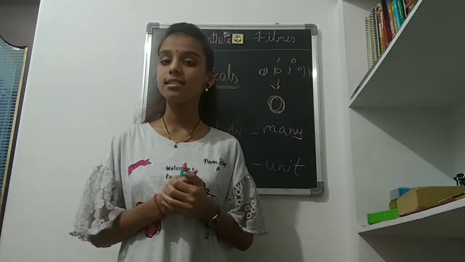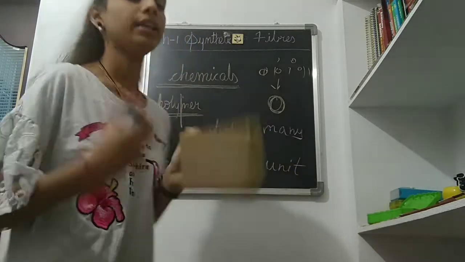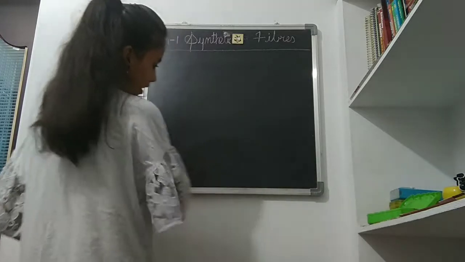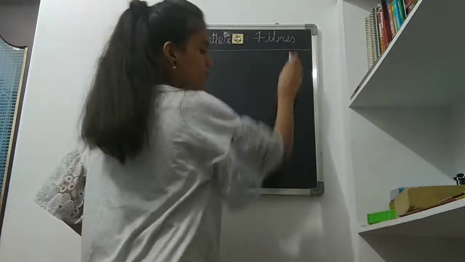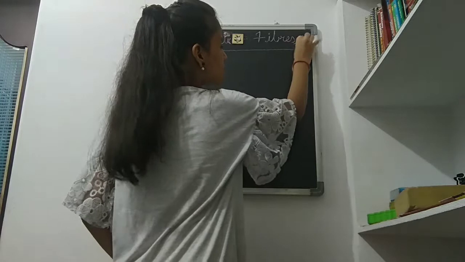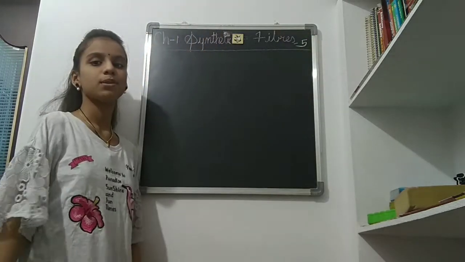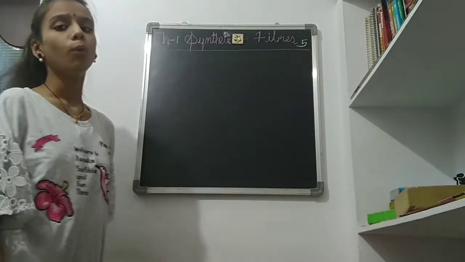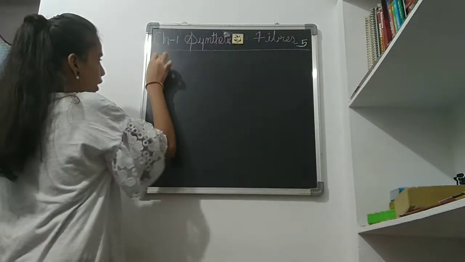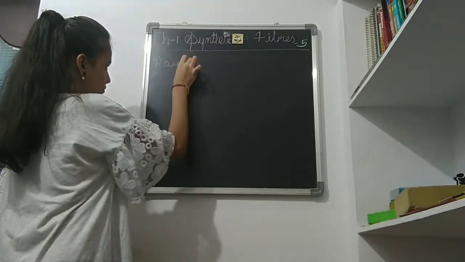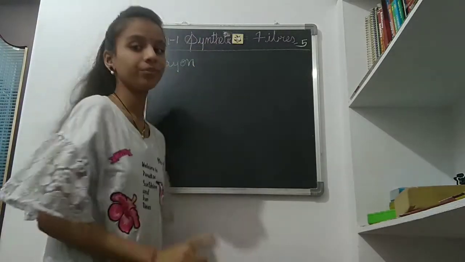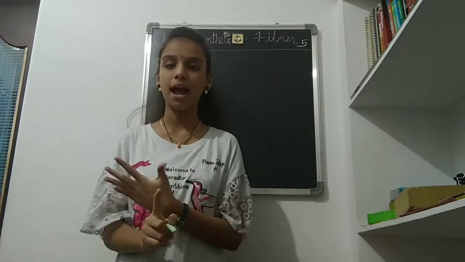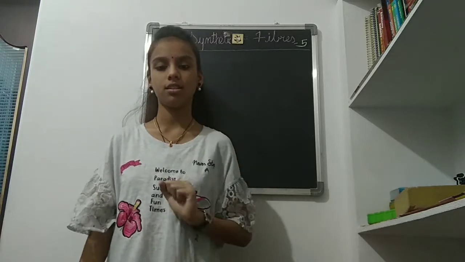And what are the examples of polymers? Synthetic fibers. How many types are there? There are 5 types of synthetic fibers. Here I wrote 5 types. What are they? Rayon, nylon, polyester, acrylic and spandex. These are the 5 types of synthetic fibers.